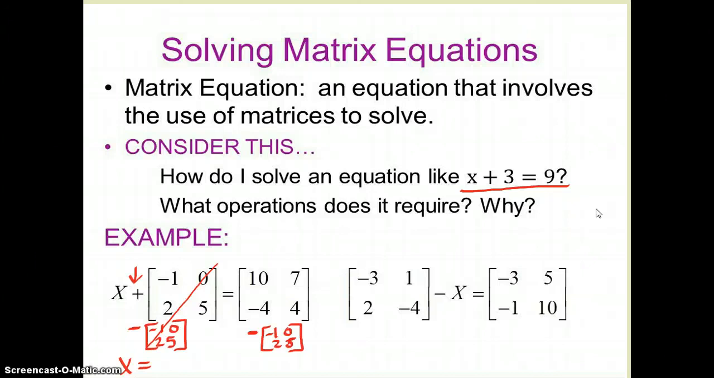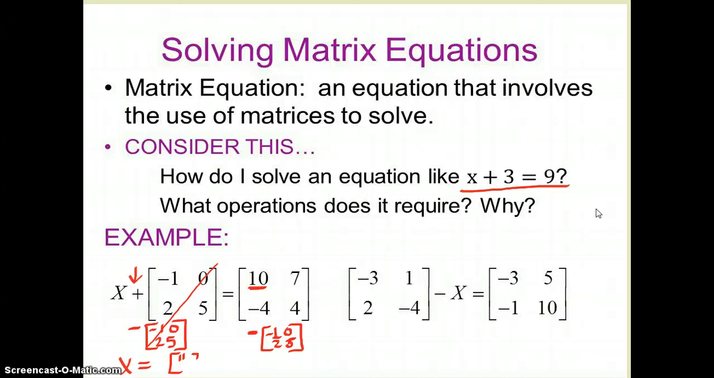Now, on the other side of my equation, though, I actually need to do the subtraction. So I'm going to take my corresponding elements, like 10 and negative 1, and I'm going to subtract. So 10 minus negative 1 is actually going to give me 11. Then I'm going to go on to the rest of my elements. 7 minus 0 is still going to be 7.